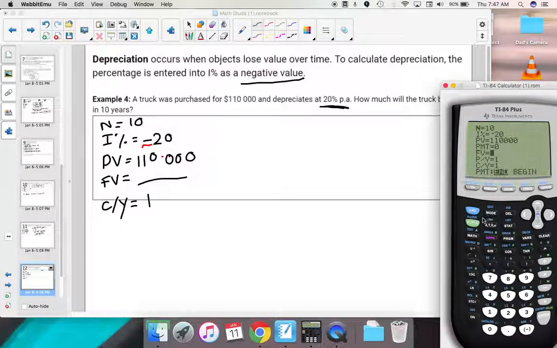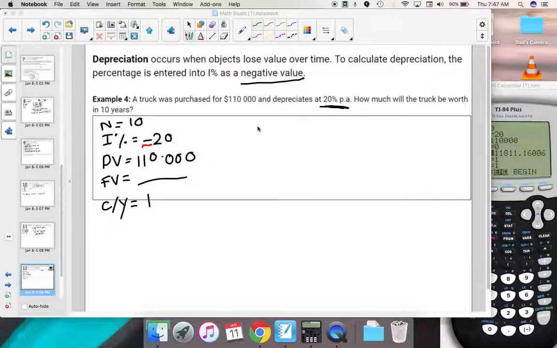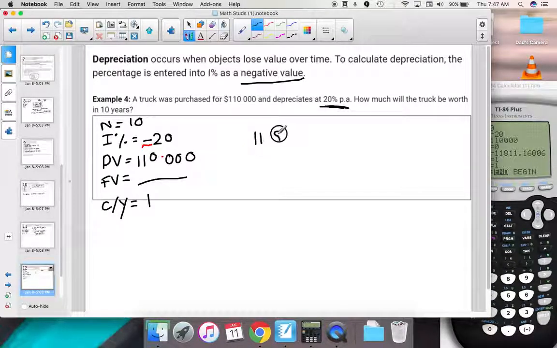So I scroll back up to my future value, and I'm expecting this value to be a lot lower than $110,000 because this truck is losing value. It's going to become less valuable. It's going to be worth less money. So I'm going to alpha, enter, and that gives me a future value, remember we ignore the negative, of $11,811.16. So after 10 years, that truck has gone from being worth $110,000 to $11,811.16. So that's depreciation.